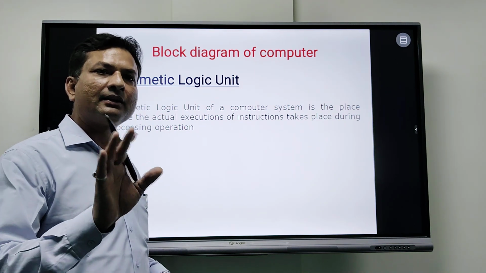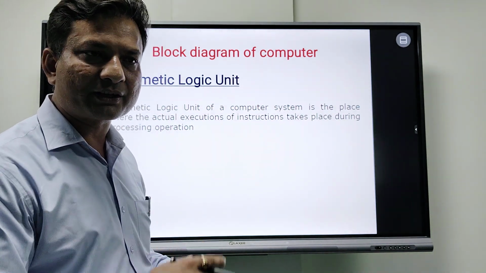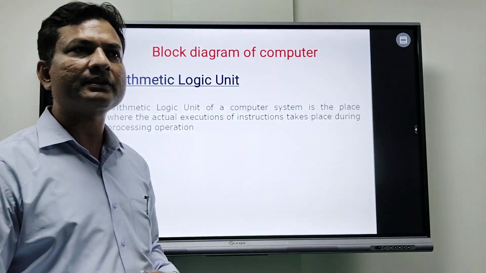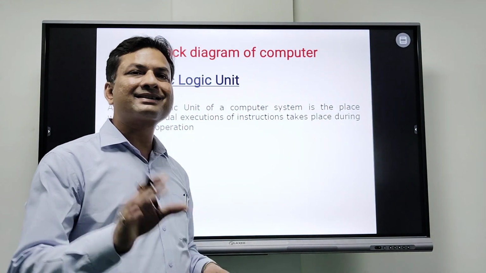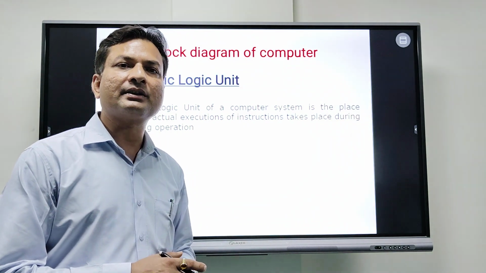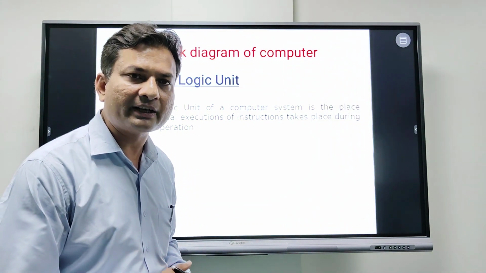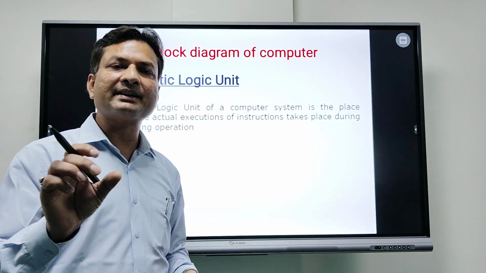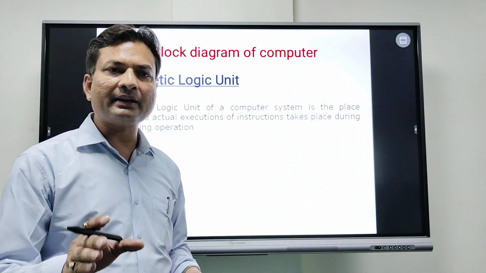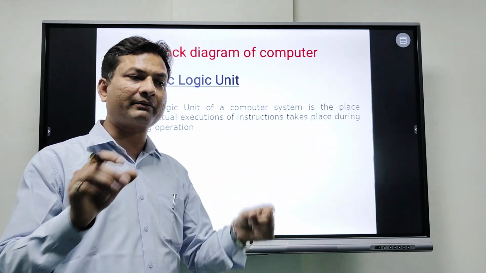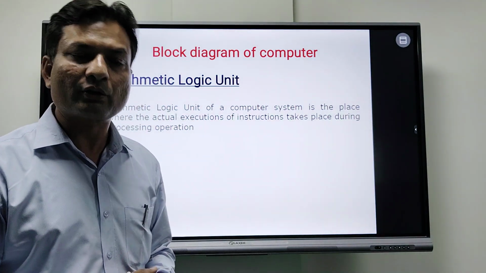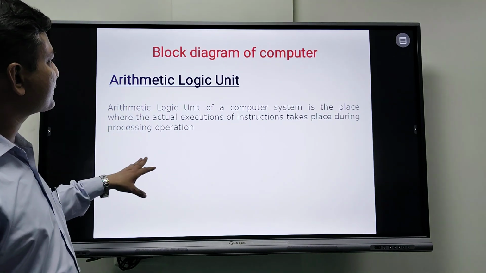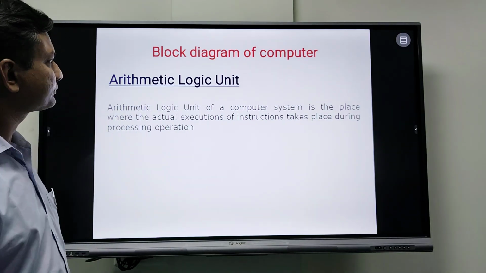There are basically four arithmetic operations: first is addition, second is subtraction, third is multiplication, and fourth is division. Similarly, there are six operations under the logical operations category: to compare less than, less than or equal to, greater than, greater than or equal to, to compare whether two things are equal, and to compare whether two things are not equal. So these are the operations that are performed by the ALU.